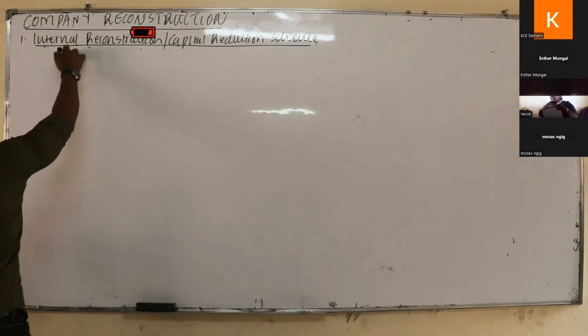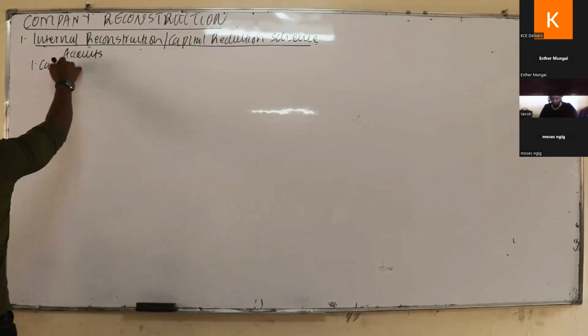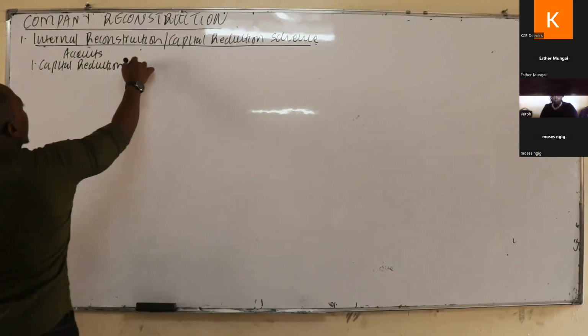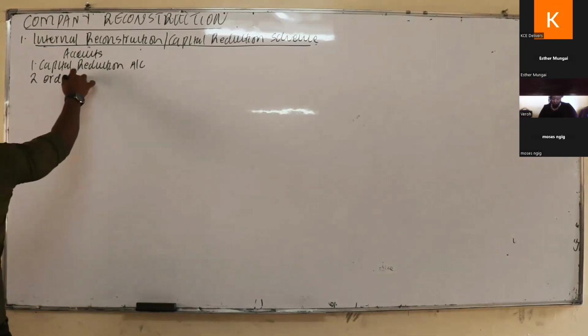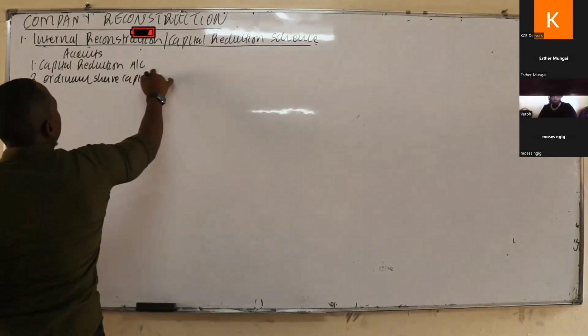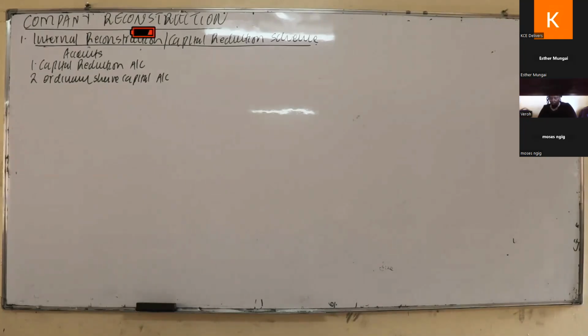Good. So now let's look at the accounts prepared when accounting for internal reconstruction. Number one, the capital reduction account. And number two, we have the ordinary share capital account. Those are the two major accounts prepared when accounting for internal reconstruction.